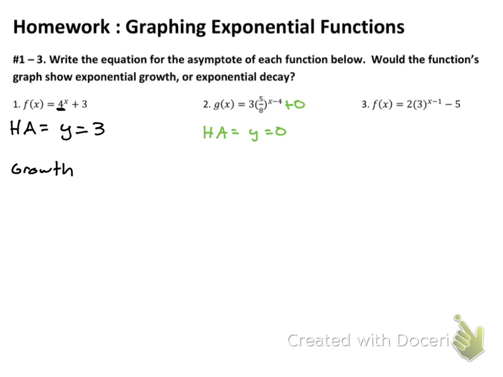Would that be growth or decay? Okay. What is B? 5/8. Is 5/8 in between 0 and 1? Yes, so it'd be decay. Good. All right, 3. What would be the horizontal asymptote? There you go. Y equals -5. Good. That'd be growth or decay? Growth. Okay. Good.